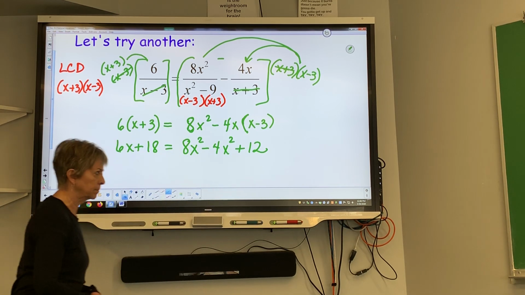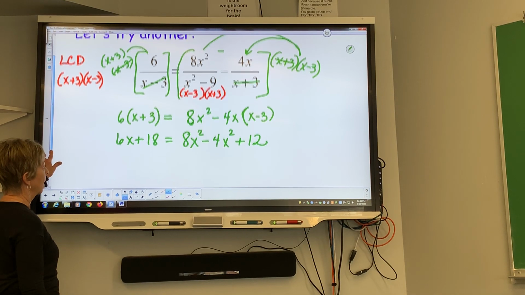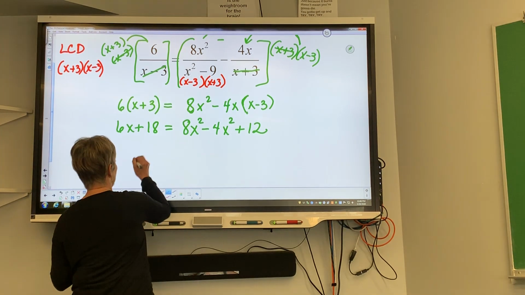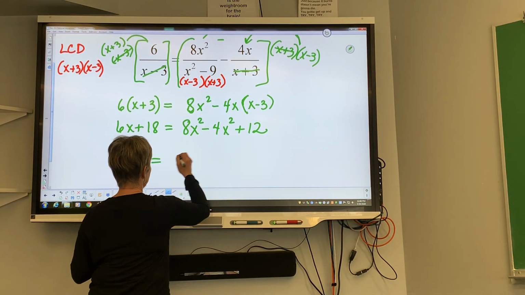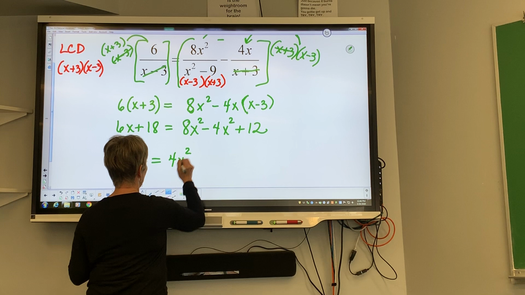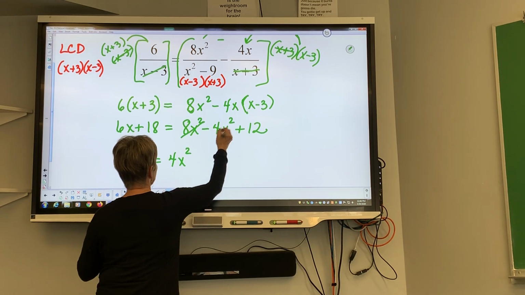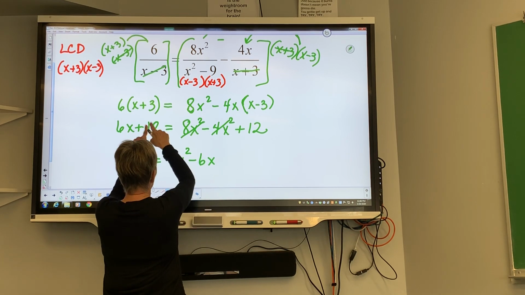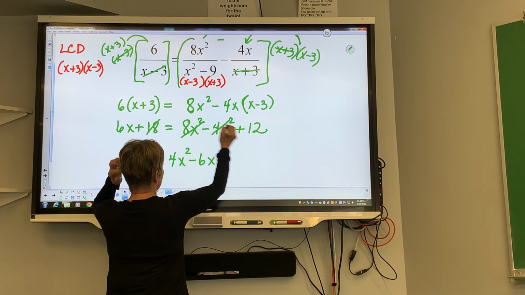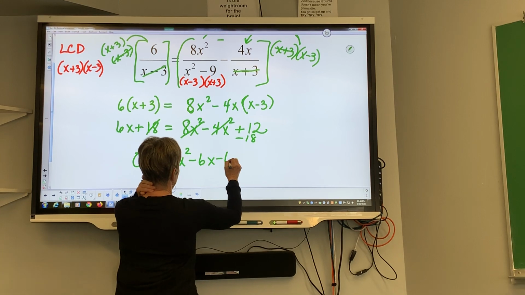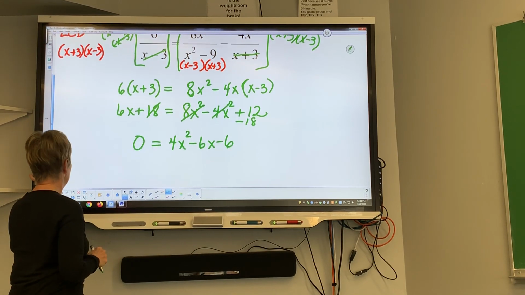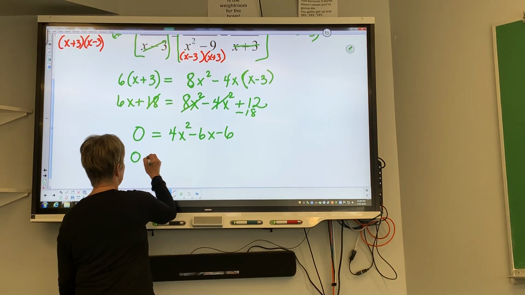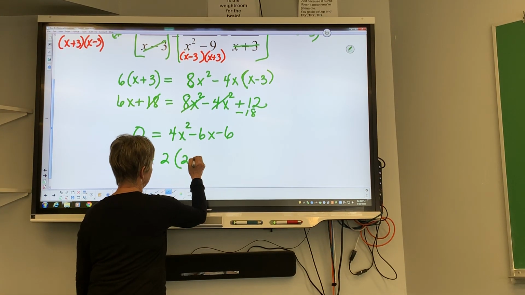All right. And again, I'm getting quadratics. I'm going to keep them over there. 8x squared minus 4x squared is 4x squared. So those are there. If I move the 6x over, it becomes negative. If I move the 18 over, it becomes negative, and I get negative 6. Now, I'm going to make my life easier, and I am going to factor out a 2 first.